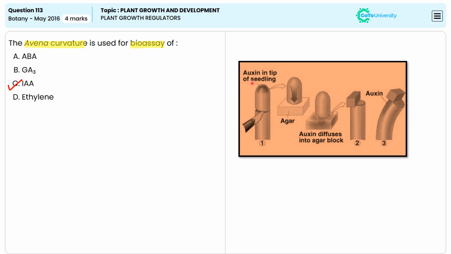So it involves applying the indole acetic acid to one side of an oat, that is the Avena sativa coleoptile, causing the cells on that side to elongate and the coleoptile to curve towards the hormone source. So this test helps assess the growth promoting effects of IAA or the auxin. So the answer is option C, whereas option A, B and D are incorrect answers.